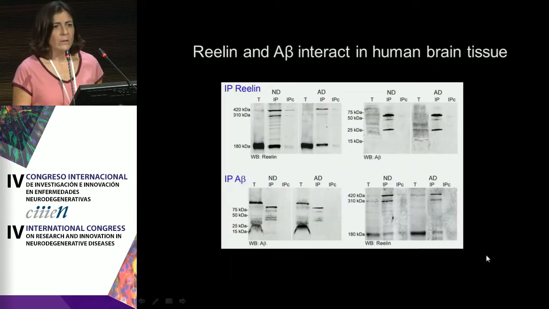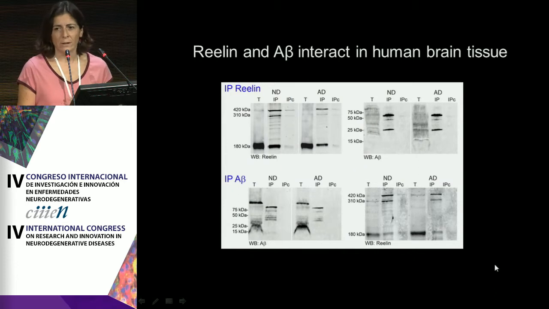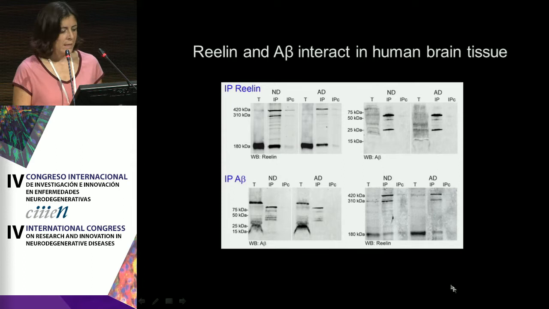Also, we found that Reelin from human cortex is able to interact with A beta. In these immunoprecipitation assays, we can see that Reelin is able to co-precipitate A beta, and A beta is also able to co-precipitate Reelin. And this happened in control and in Alzheimer's samples.